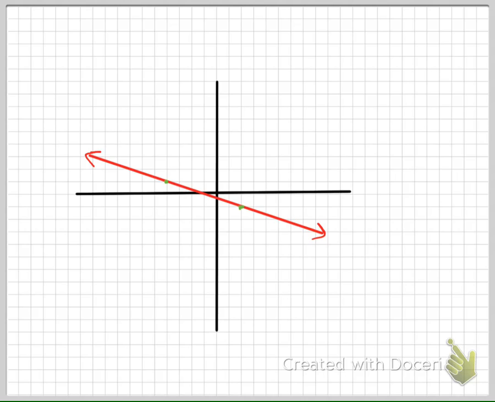So to find my slope, I want my rise over my run. So I'm going to start with this point. To get from here to here, how much do I have to rise?